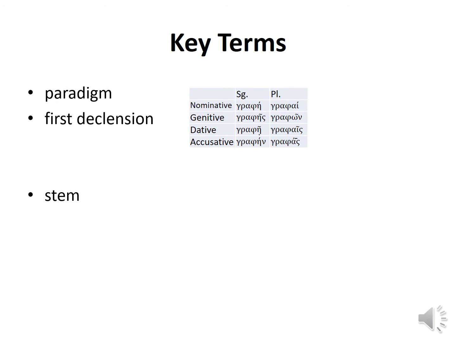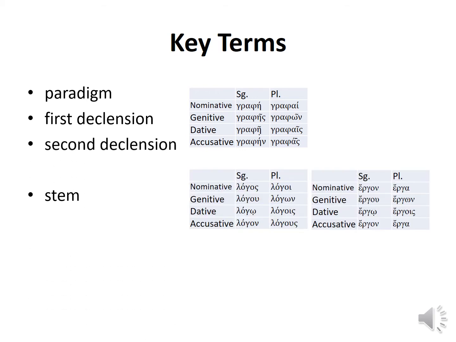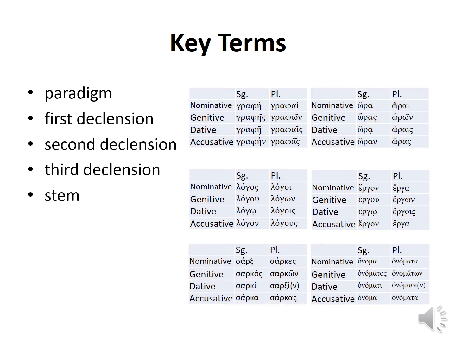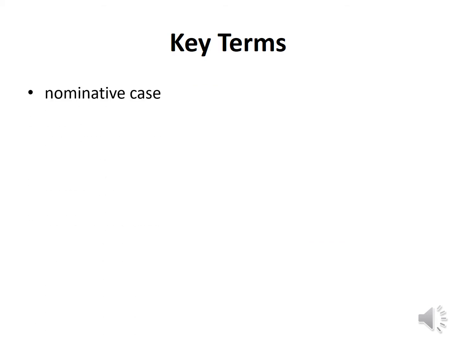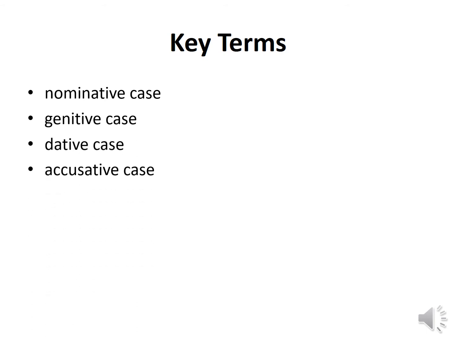Paradigm. This is a paradigm, okay? And what you're looking at here is the first declension paradigm. Remember, first declension is usually feminine. The second declension has a masculine and a neuter pattern. And then the third declension has both a masculine and feminine pattern and a neuter pattern. So here are the five cases. So you have nominative, genitive, dative, accusative, and then the vocative is usually identical in form to the nominative.